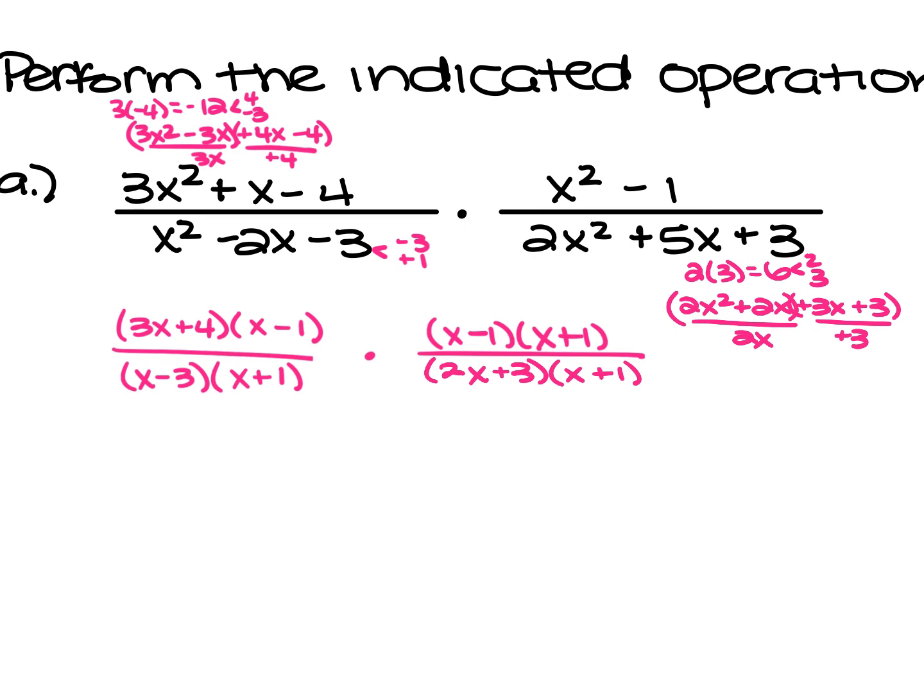From here, simplify before you multiply. The 3x plus 4, you don't have another one of those. The x minus 1 diagonally, you don't have another one of those. x minus 3 diagonally, no. x plus 1, yes.